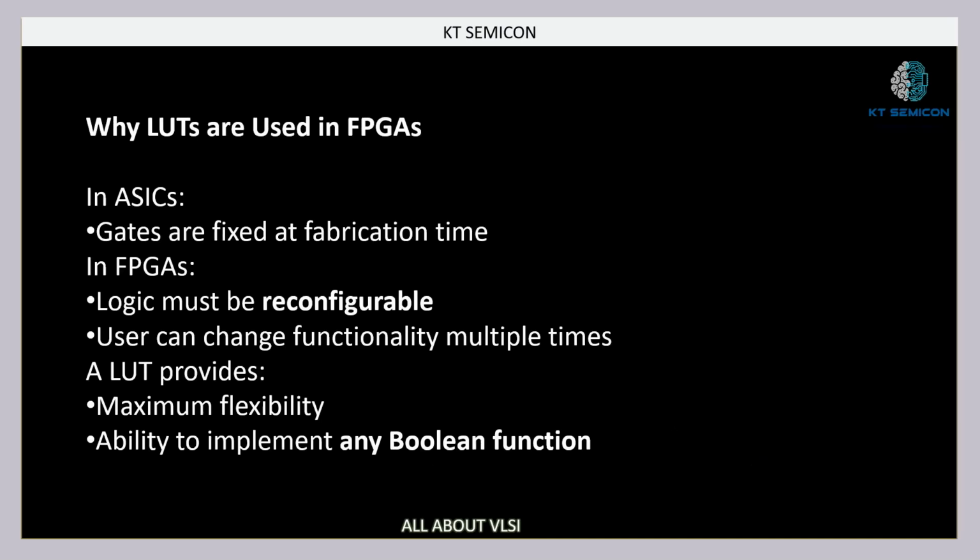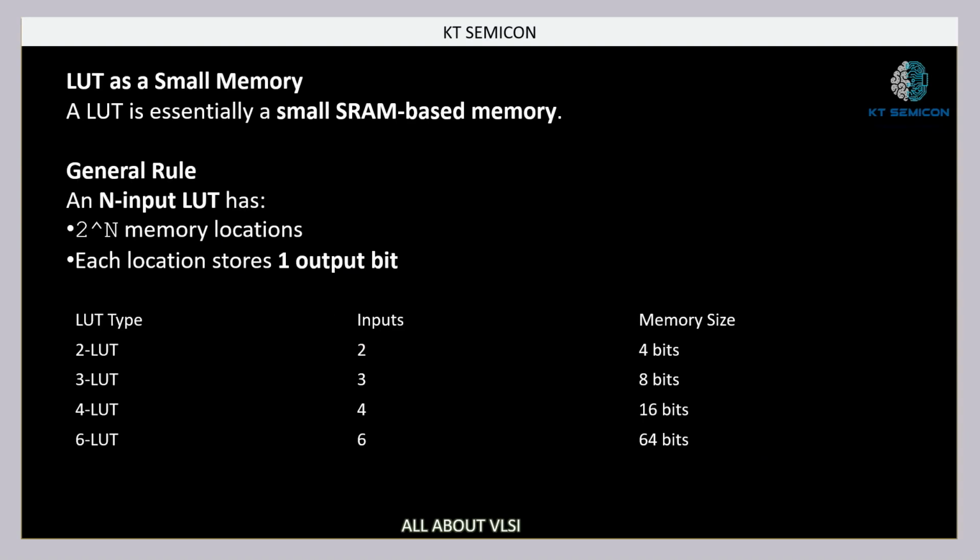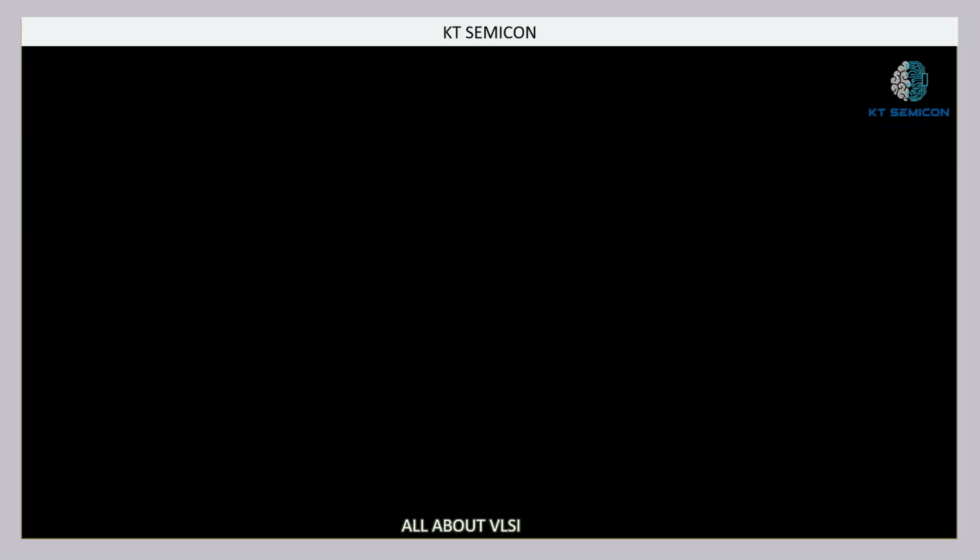The ASICs will have the gates fixed at fabrication time, and FPGAs should be reconfigurable. So we have something known as a lookup table, which has the ability to implement any Boolean function, right? The examples are included in the slides, which I will share with you shortly.